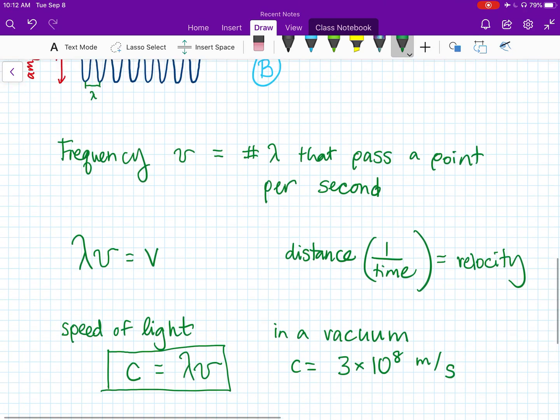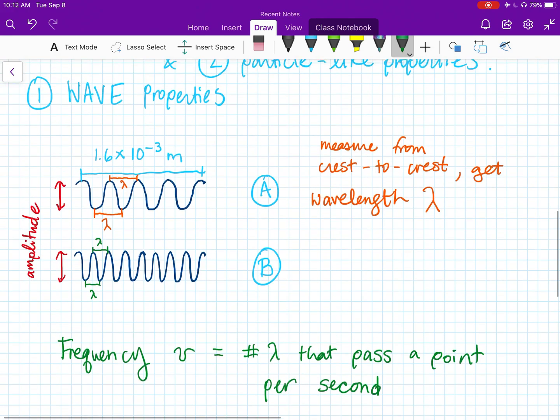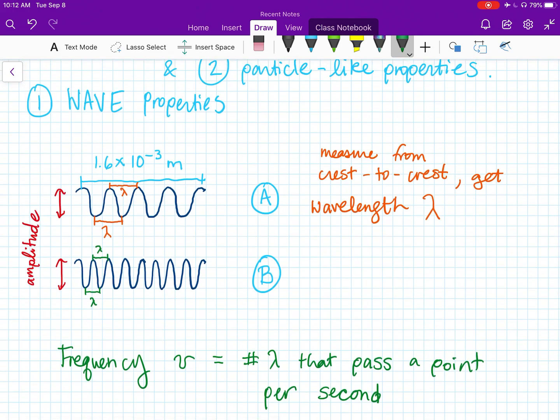So let's go back to wave A and wave B for a second. Looking at wave A and wave B, which wave, A or B, has a longer wavelength? Okay, so as I've drawn them, this distance at the top here is 1.6 times 10 to the minus 3 meters, and it applies to both of them. Just by eyeballing it, you can see that wave A has the longer wavelength, right?